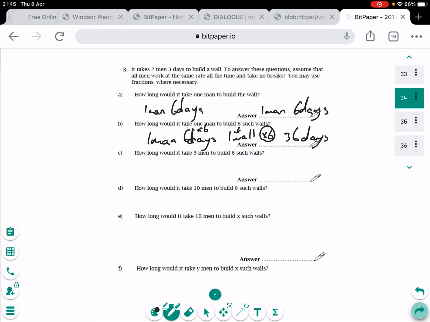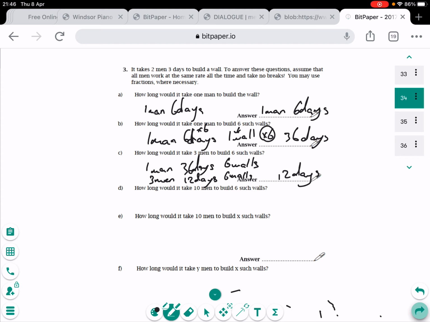How long would it take 3 men to build 6 such walls? So it's 36 days for 6 walls. So 36 days, 6 walls, 1 man. Therefore 3 men, because these are inversely proportional, so 36 divided by 3 is 12 days for 6 walls. So therefore you would need 12 days.